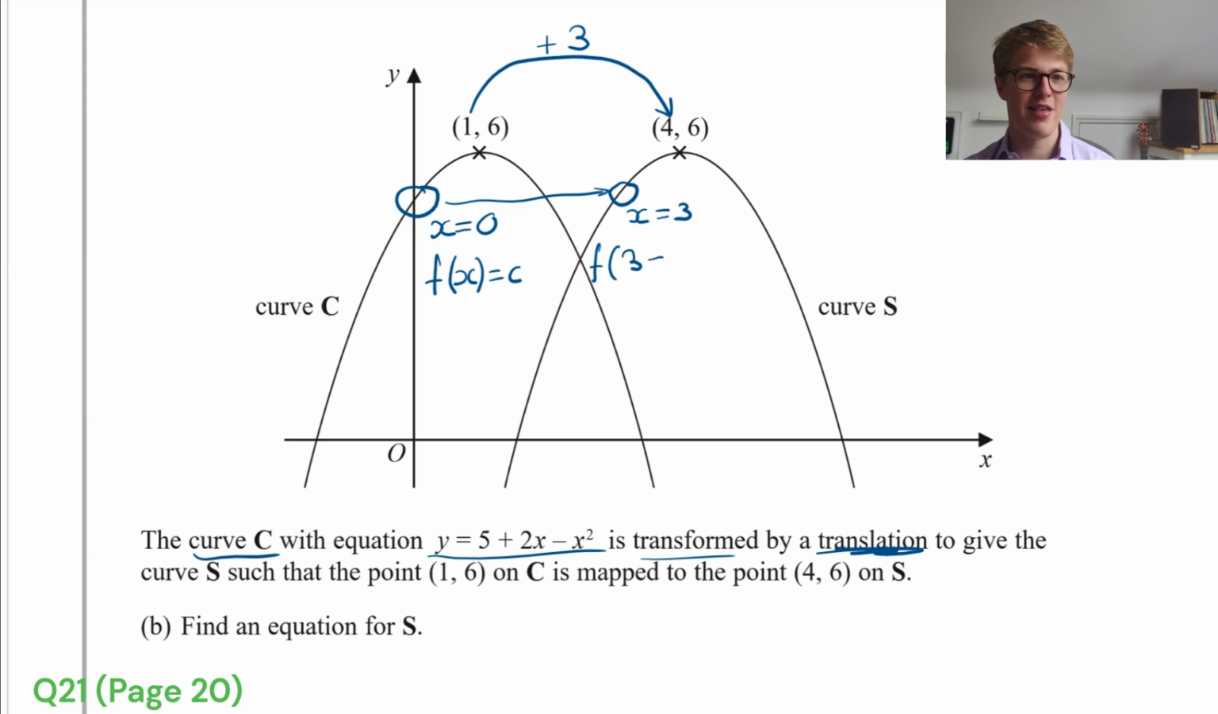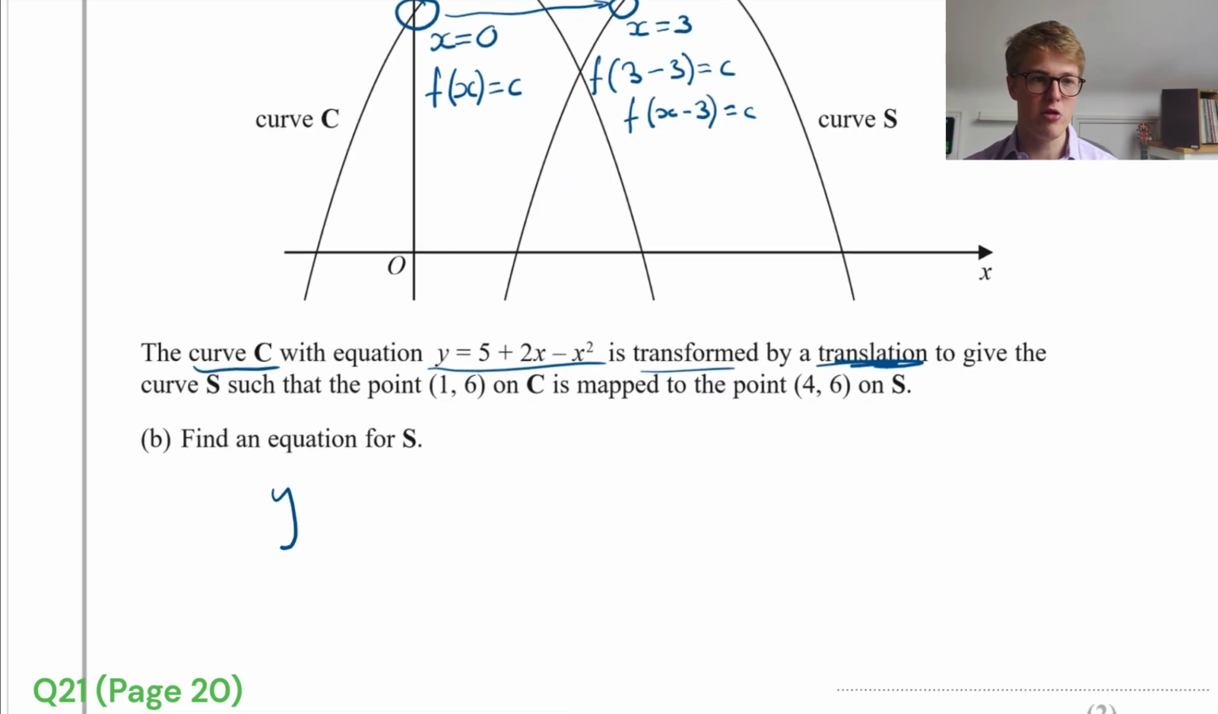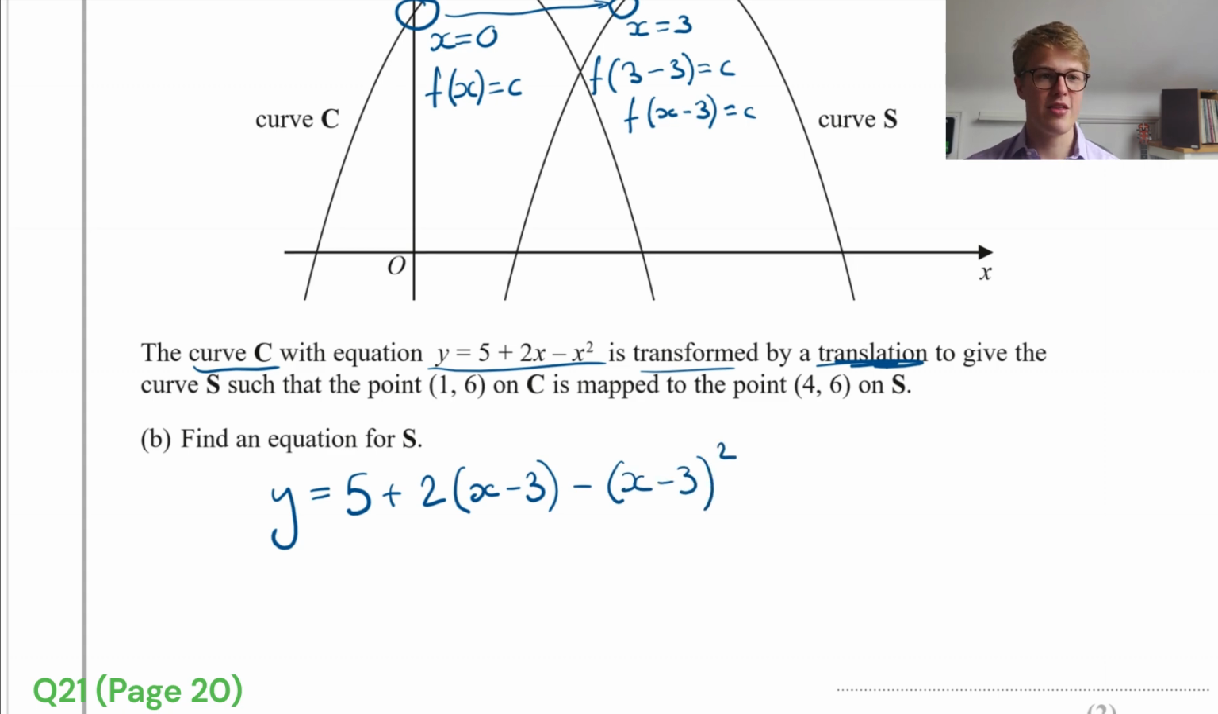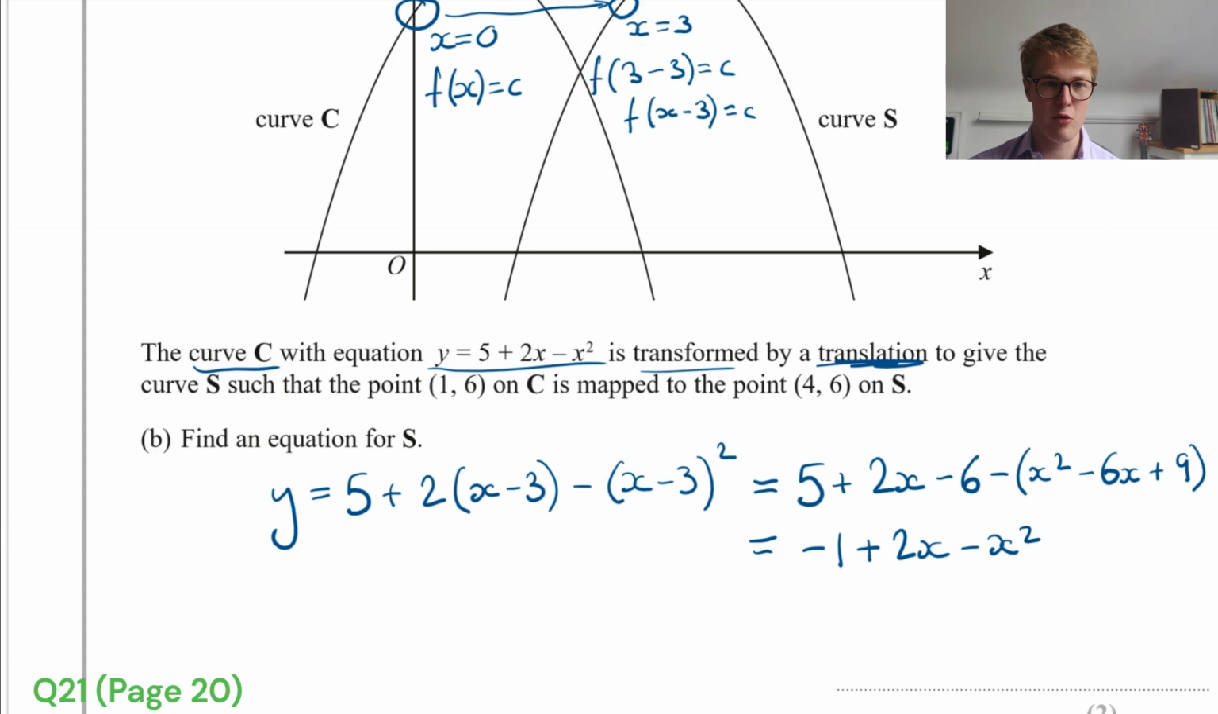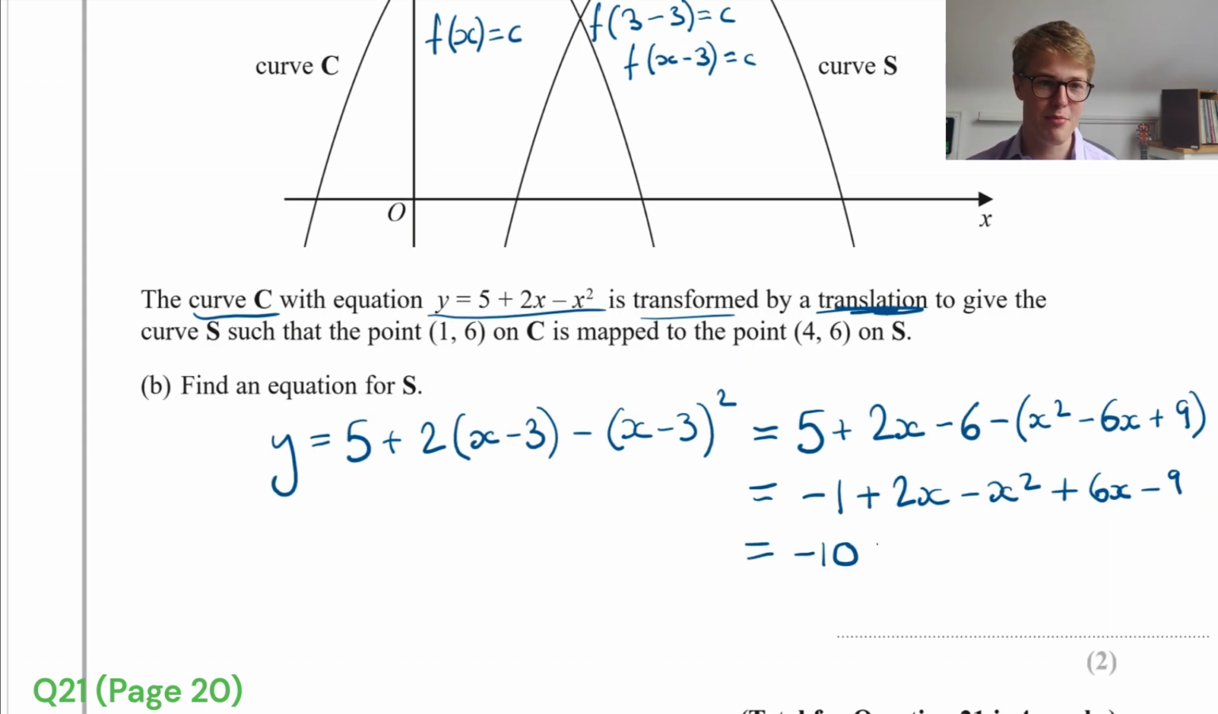In order to perform the translation of moving 3 to the right, we need to substitute x for x minus 3. So when we do this in our equation, we end up with y is equal to 5 plus 2(x minus 3) minus (x minus 3) squared. This expands to 5 plus 2x minus 6 minus x squared minus 6x plus 9. This becomes minus 1 plus 2x minus x squared plus 6x minus 9, and that is minus 10 plus 8x minus x squared, which is going to be our final answer of y equals minus 10 plus 8x minus x squared.